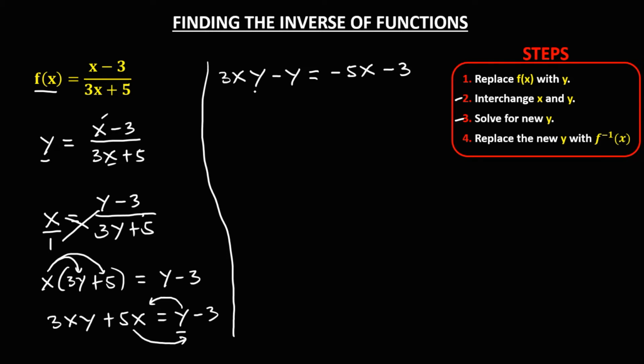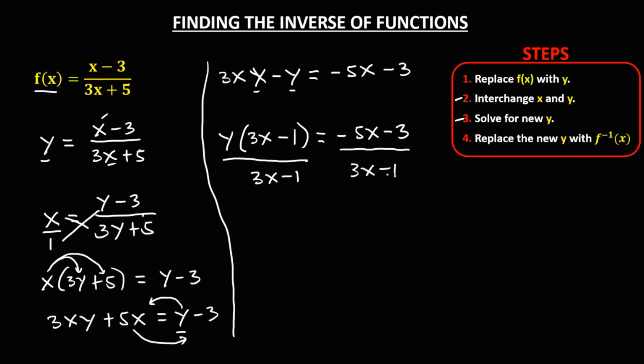Then to solve for y, we need to factor y out. So we have y times 3x minus 1, equals negative 5x minus 3. Then to solve for y, divide both sides by 3x minus 1, and cancel the 3x minus 1. So we have y equals negative 5x minus 3 over 3x minus 1.